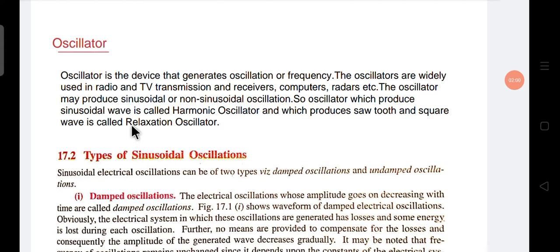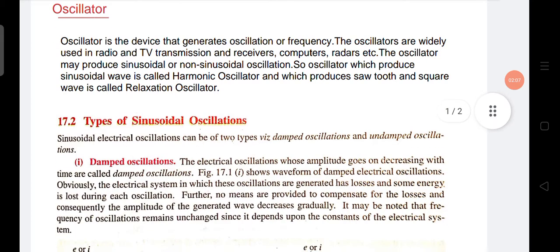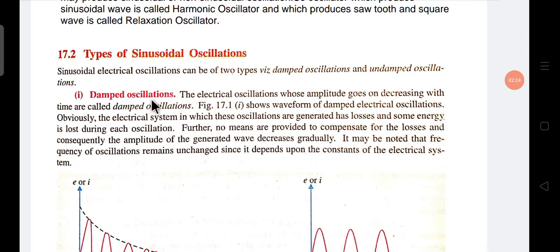Now let us see the types of sinusoidal oscillator. A sinusoidal electrical oscillator can be of two types: damped oscillator and undamped, or sustained, oscillator. So what is a damped oscillator? An electrical oscillator whose amplitude decreases with time is called a damped oscillator.